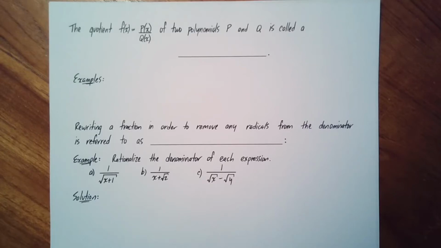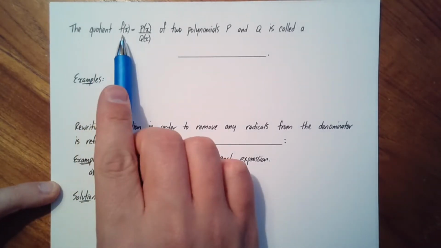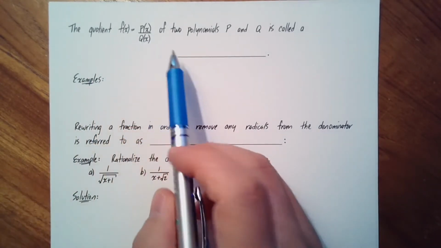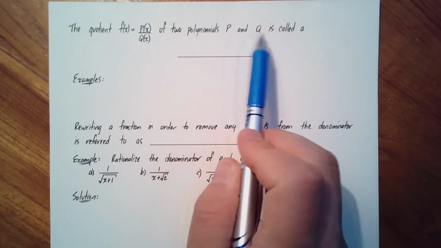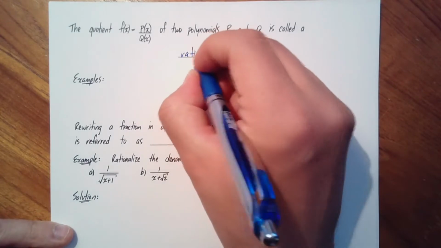Okay, so we'll mention one more class of functions, and then we'll get on to a technique. So let's read this carefully. The quotient f of x is equal to p of x over q of x of two polynomials, p and q, is called a rational function. That's how we can fill this in.